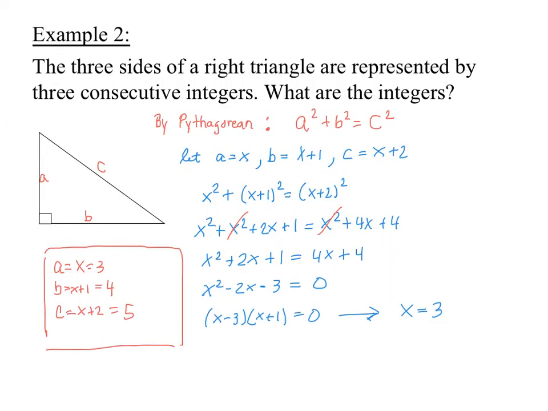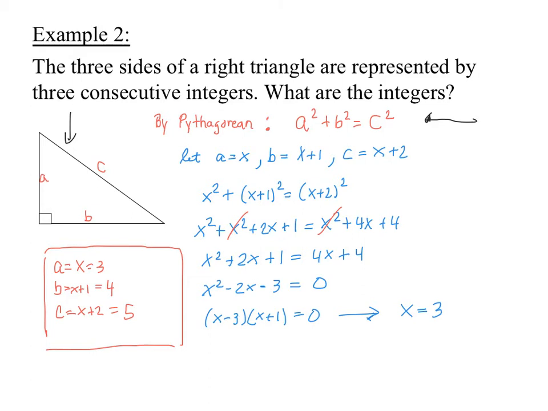So now we get to look at the Pythagorean theorem. 3 sides of the right triangle are represented by 3 consecutive integers. What are the integers? Well, our strategy, of course, is the Pythagorean theorem. And we have our triangle here, which is set up with A is one side, B is the other side, and our hypotenuse is C.